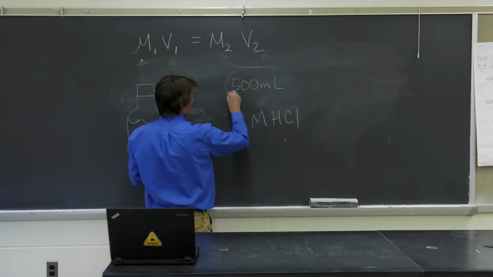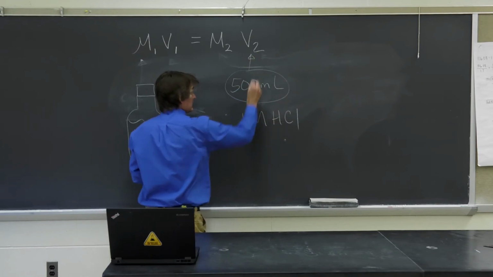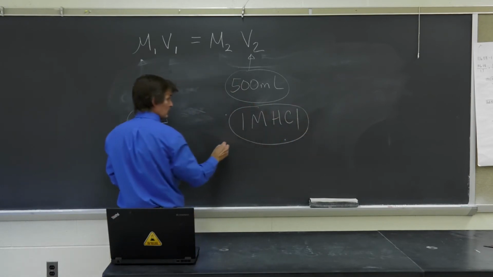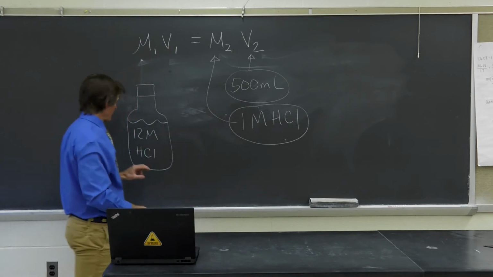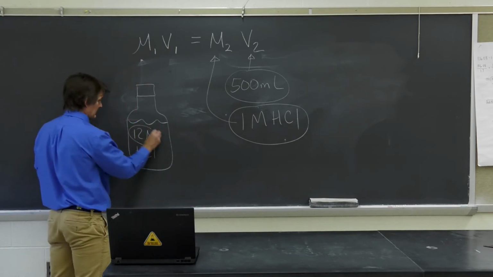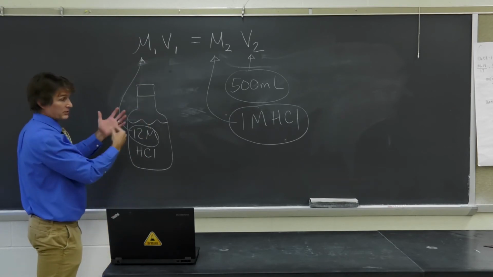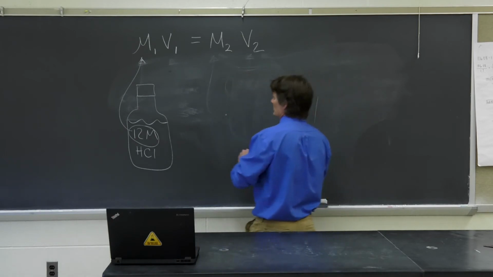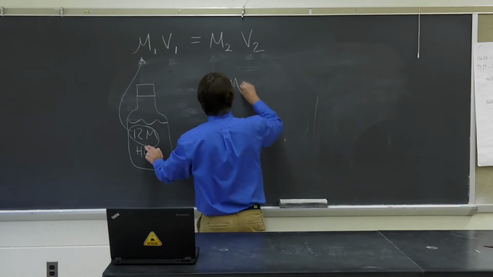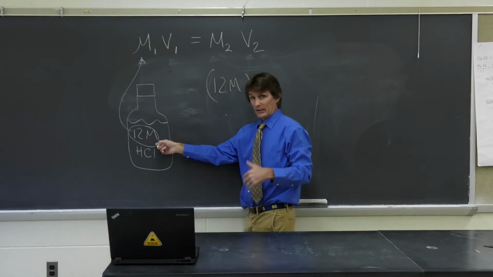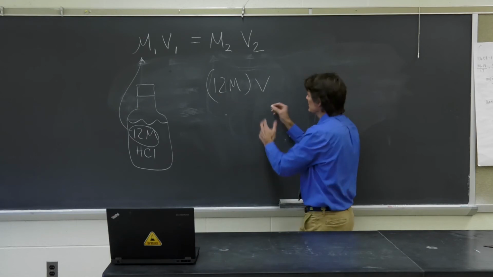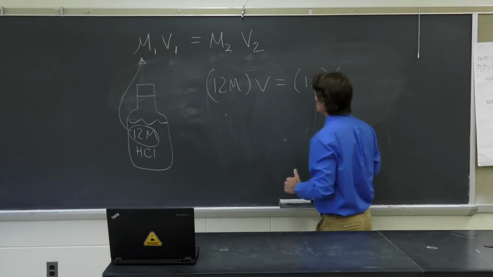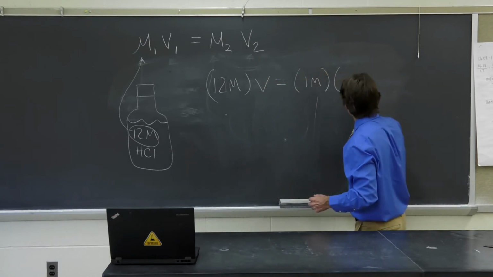Well, let's see. V2, the volume that I want, is 500 milliliters. The concentration that I want is 1 molar. The concentration that I have is 12 molar. So I'll plug all these in to my dilution equation. So let's see, M1 is 12 molar. The volume of this that I need to take, we don't know. So I'm going to leave that as V. That's going to equal the molarity that I want, which is 1 molar. And we'll multiply that by the volume that I want, which is 500 milliliters.